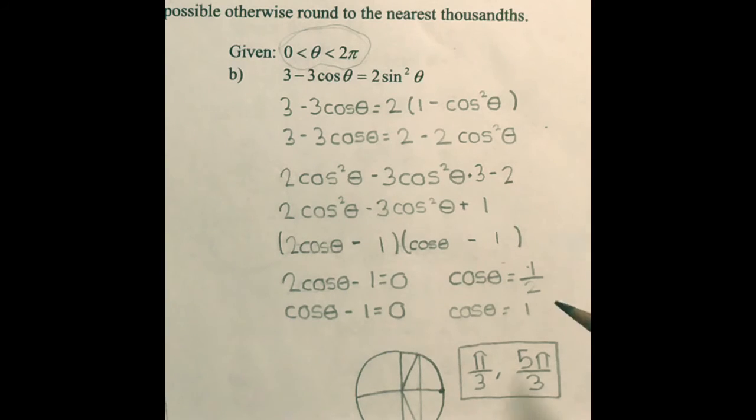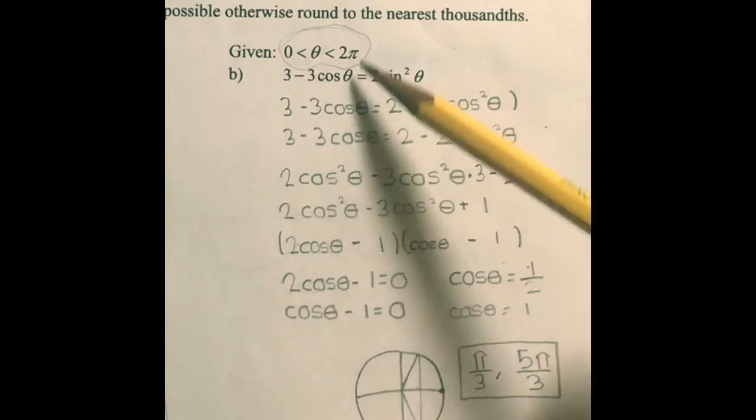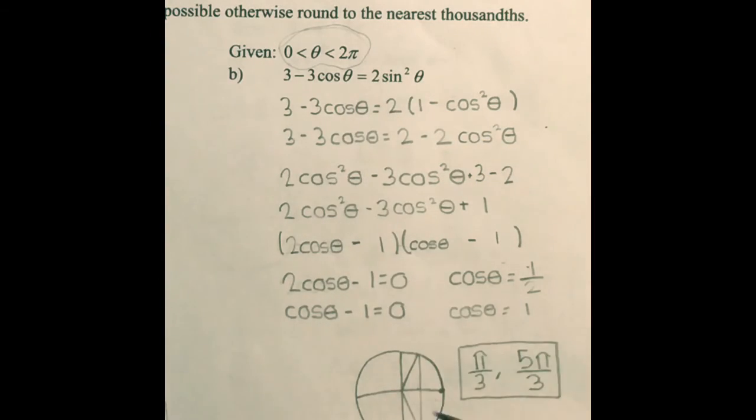And now we look at cosine theta equals 1/2, and so we look to see what that can be equal to. We see in the first and fourth quadrants, we have pi over 3 right here, and 5 pi over 3 right here. And so since those fall within our domain restriction, those are our 2 answers for this problem.